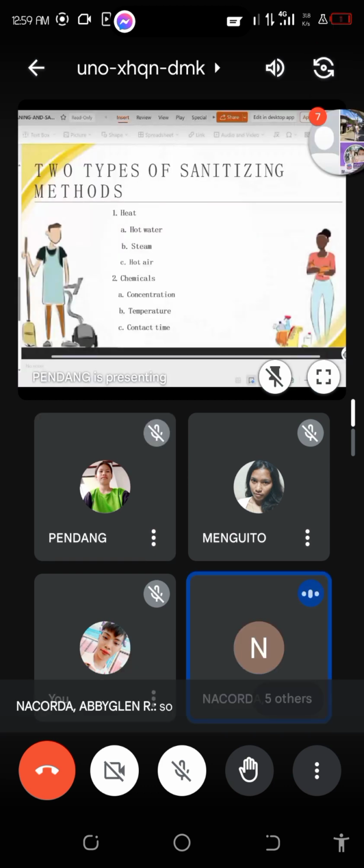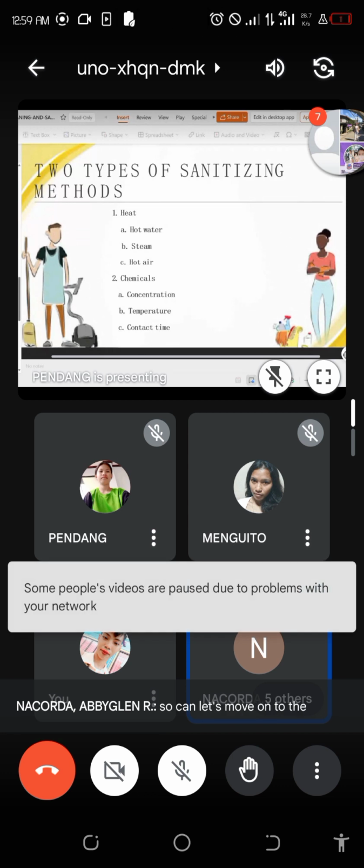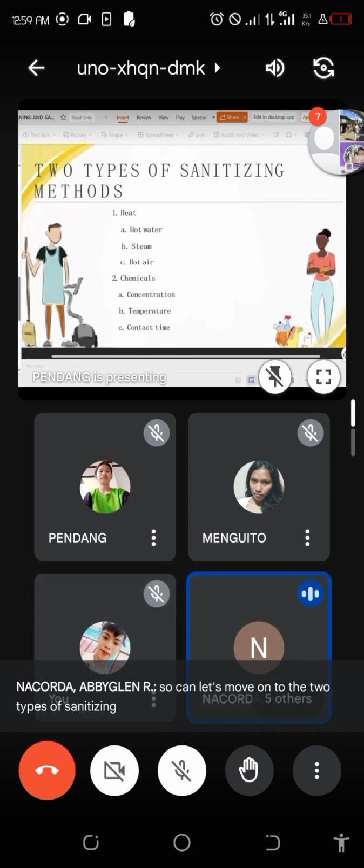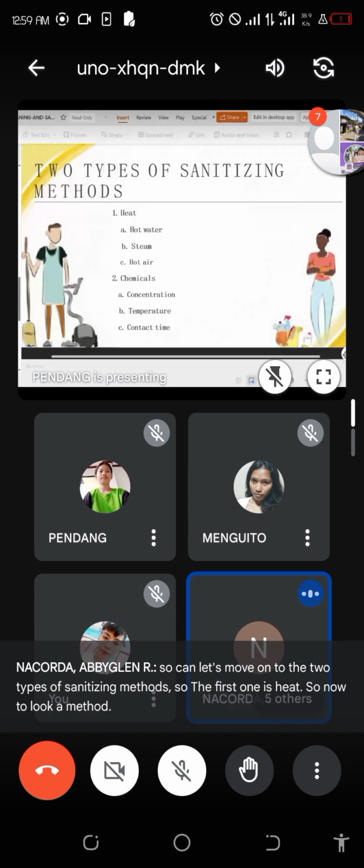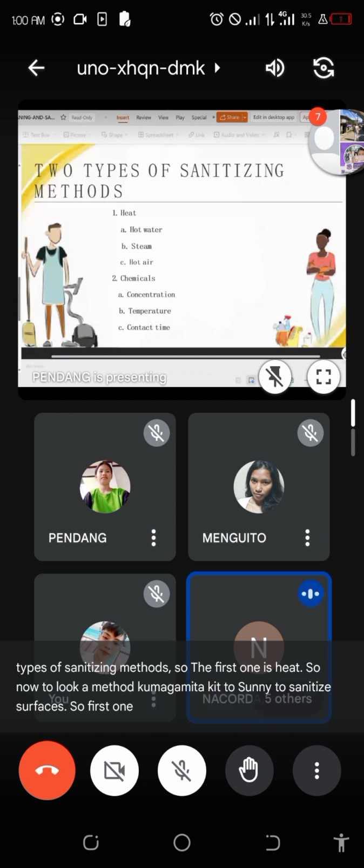That's all. Thank you. So, let's move on to the two types of sanitizing methods. The first one is heat. There are three methods for using heat to sanitize surfaces. The first one is hot water.